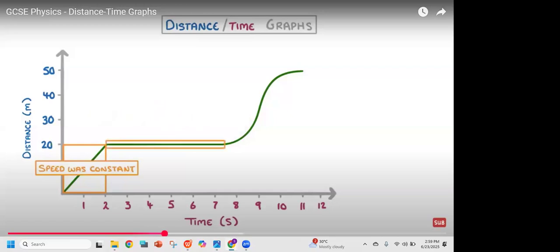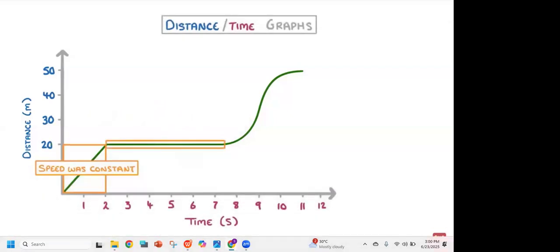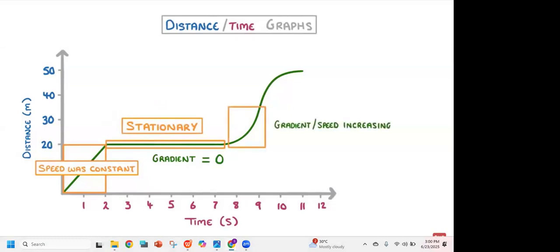Meanwhile, a flat line, like this one in the middle, tells us that she's stationary, as the gradient, and so the speed, are both 0, which means that she's not moving at all. If the line then gets steeper, the gradient, and so the speed, must be increasing, and so this part shows acceleration, while a decreasing gradient shows deceleration.